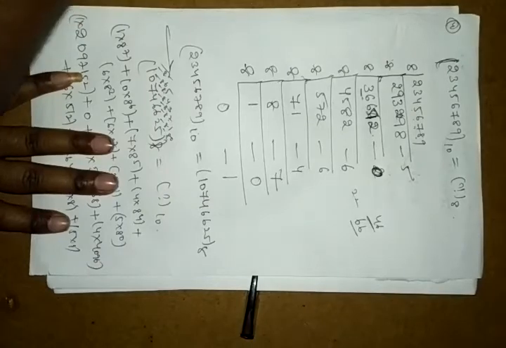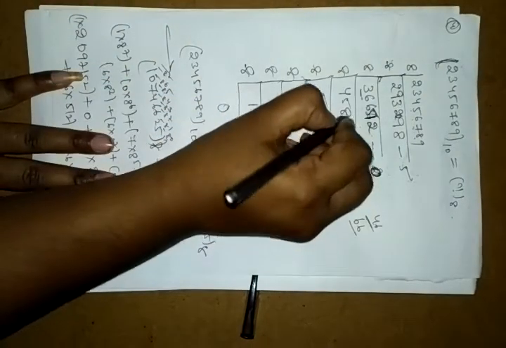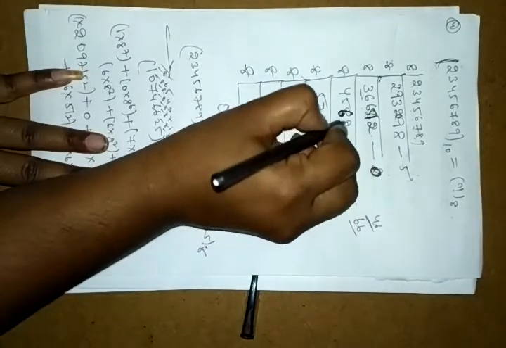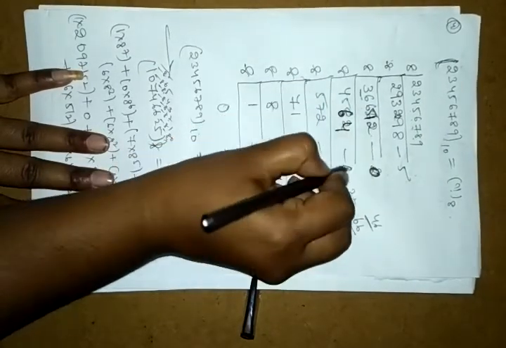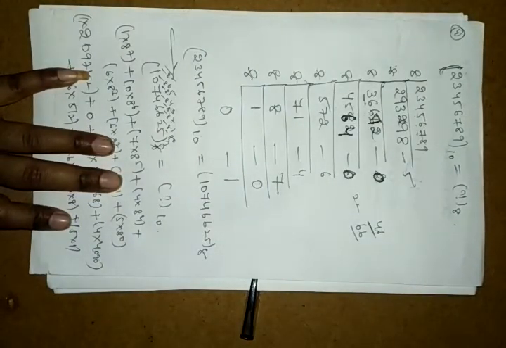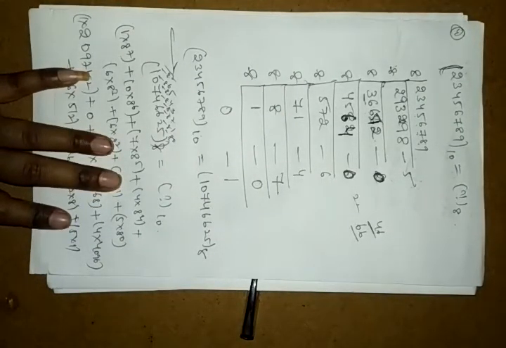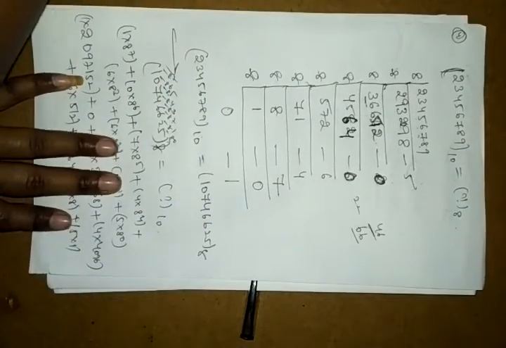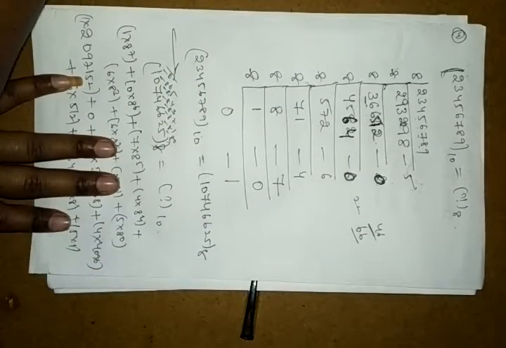366,512 divided by 8. 4564. Okay, so here also we'll get the 0. Okay. Right. And next here we have 4564 divided by 8.